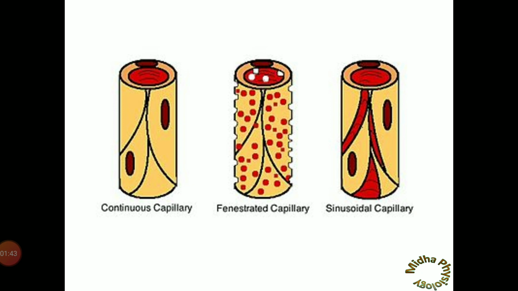There are three different kinds of capillary. Here you can see the endothelium. The cells are connected with each other with the help of tight junctions. So this is a continuous capillary. Here you can see pores even in the endothelium, so this is the fenestrated capillary. And here you can see a space between the endothelium, so this is the sinusoidal capillary. When we talk about the filtration of blood in the kidney, these capillaries are fenestrated capillaries.